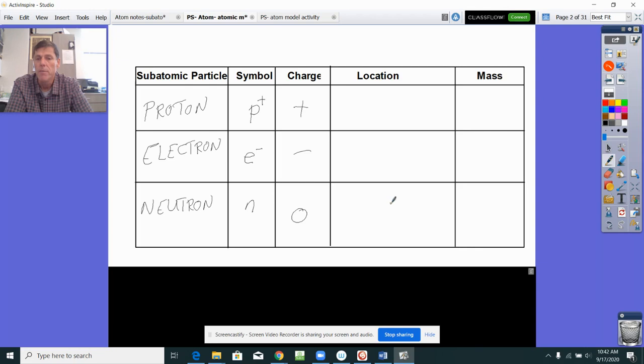Now, if you know anything about the atom, you actually know about where they're found inside an atom. If not, let's go this way. A proton is found in the very center of the atom. The center of the atom is called the nucleus. Okay. Now, the nucleus actually contains one other thing besides the proton. The neutron also contains the nucleus. The nucleus contains the neutrons.